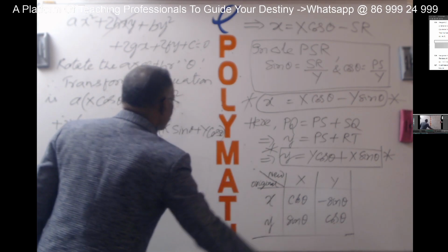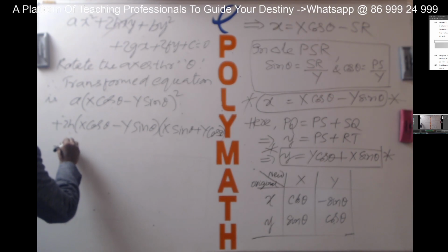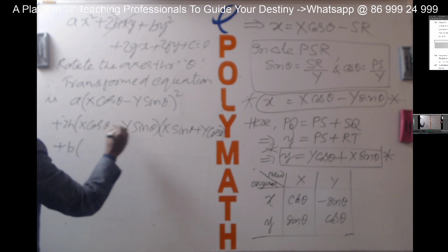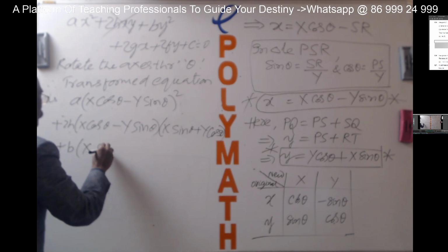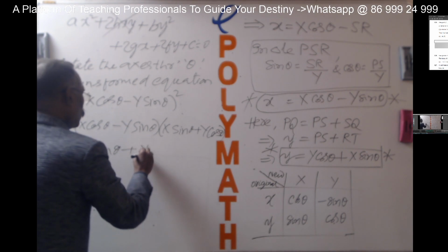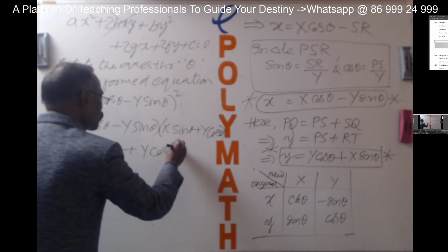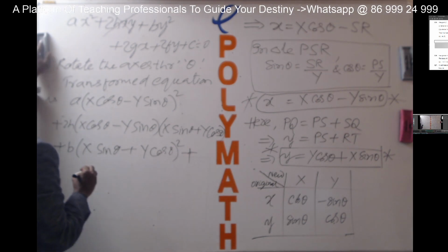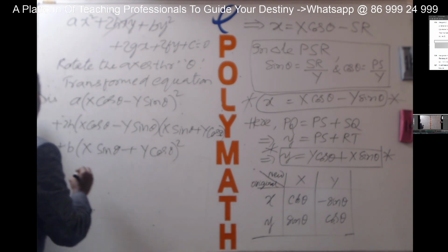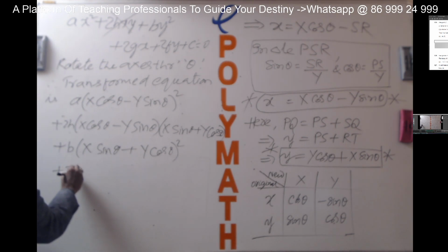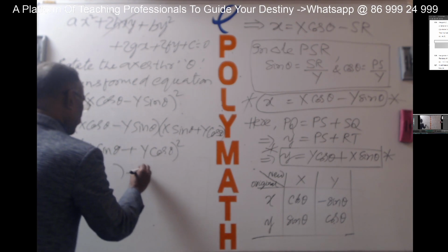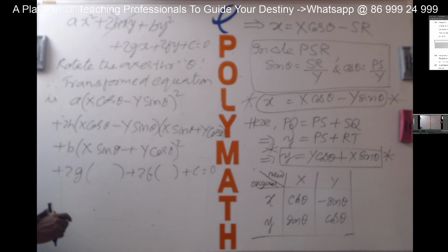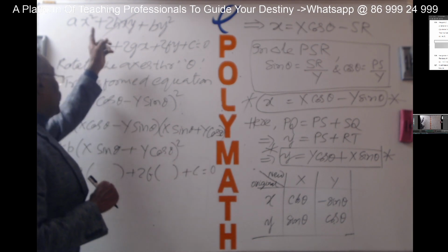Plus b into y square, this is y, x sin theta plus y cos theta whole square, plus 2g into something plus 2f into something, we don't need it, plus c is equal to 0, because we need only the xy term to be removed.